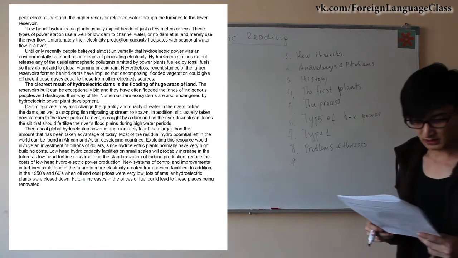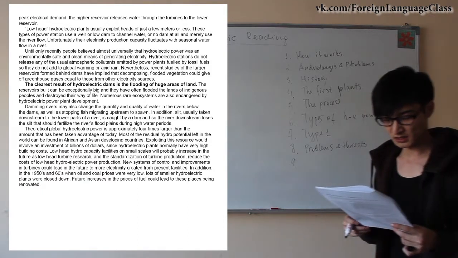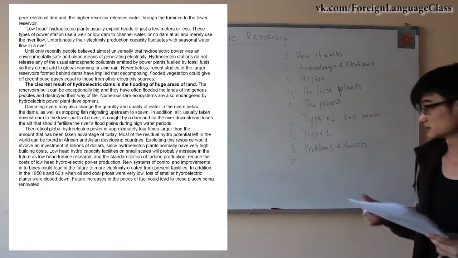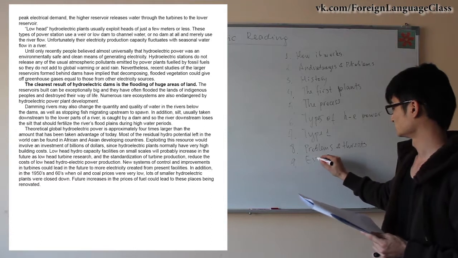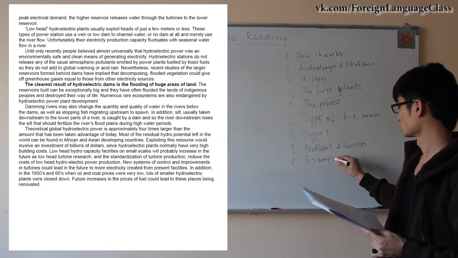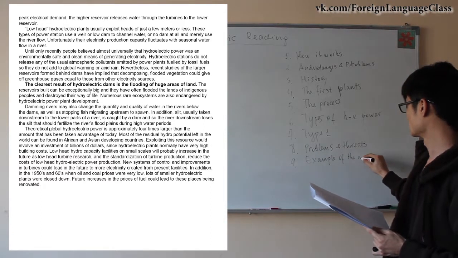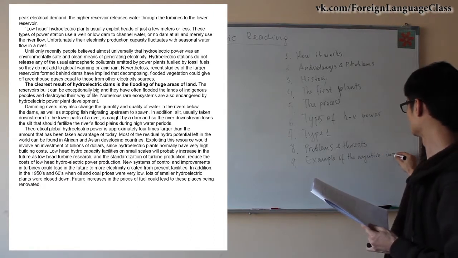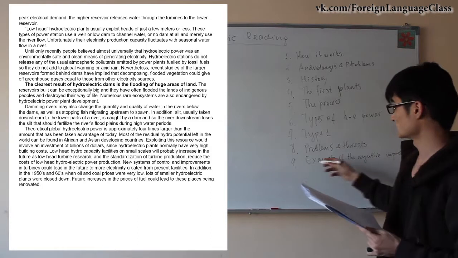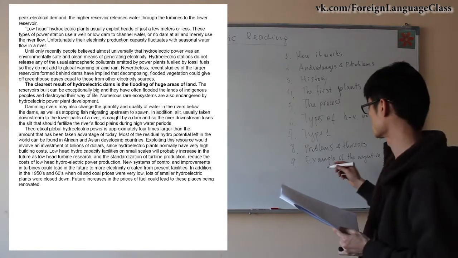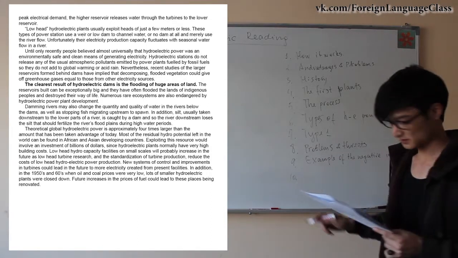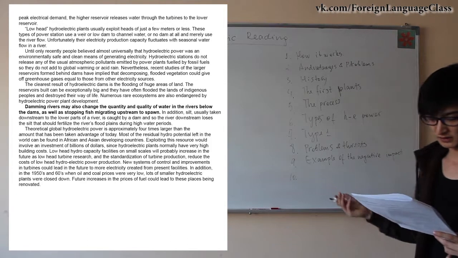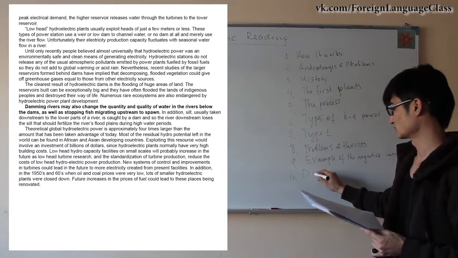Next, the clearest result of hydroelectric dams is the flooding of huge areas of land. Example of the negative impact. Maybe more examples, I'm not sure. And paragraph 10: damming rivers may also change the quantity and quality of water.